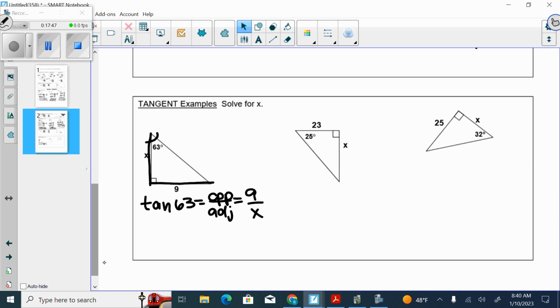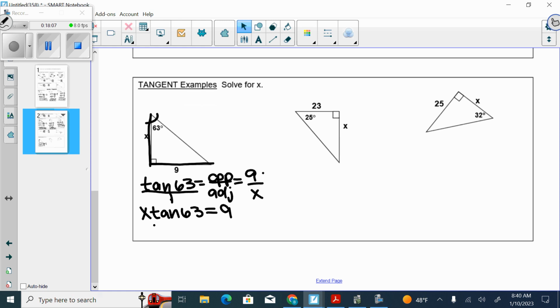Okay? So I can put my tangent of 63 over 1 and cross multiply. So I have x times tangent of 63 is equal to 1 times 9. And then I just need to divide by tangent of 63. So I'm going to have x is equal to 9 divided by tangent of 63. What do we get when we divide those? Very good.